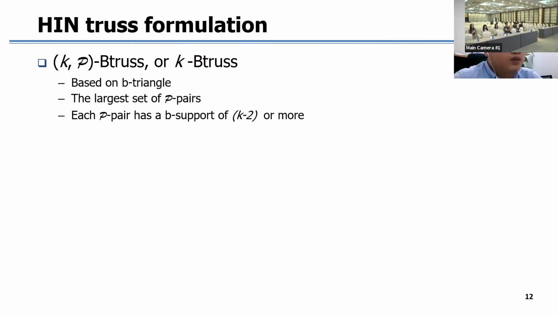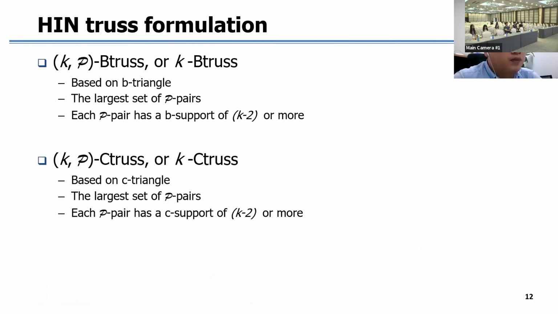Based on the definitions of B-triangle and C-triangle, the definitions of the (k,P)-truss and the (k,P)-C-truss are proposed. The first one is based on the B-triangle. It is the largest set of P-pairs such that each P-pair has a support of k minus 2 or more. Here, a P-pair is a pair of vertices that can be linked by an instance of the metapath P. The B-support of a P-pair means the number of B-triangles that the P-pair participates in. Similarly, the (k,P)-C-truss is the largest set of P-pairs such that each P-pair has a C-support of k minus 2 or more. Here, the C-support of a P-pair is defined as the number of C-triangles containing the P-pair. Let me show you an example.